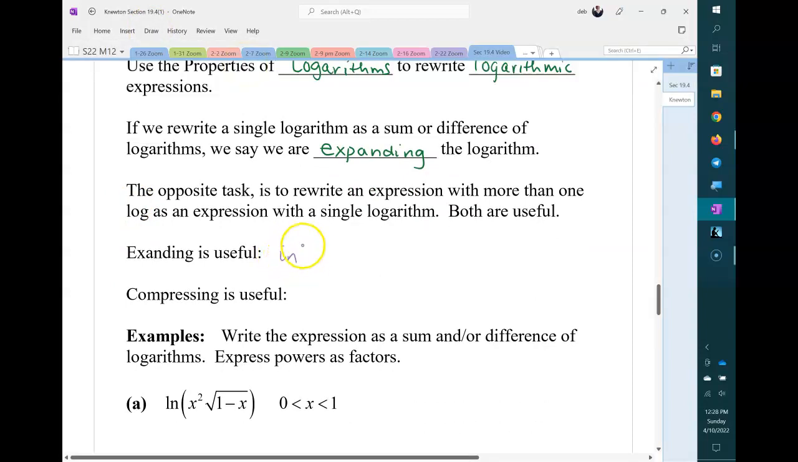Expanding is especially useful in calculus. It can make a calculus problem that would be really nasty and take a long time way simpler. So you really want to remember that you can use these properties both ways, because in algebra we tend to use them only one way, and so it's easy to forget that they work both ways. Compressing is useful in algebra to solve logarithmic equations, which we'll do in a subsequent section.